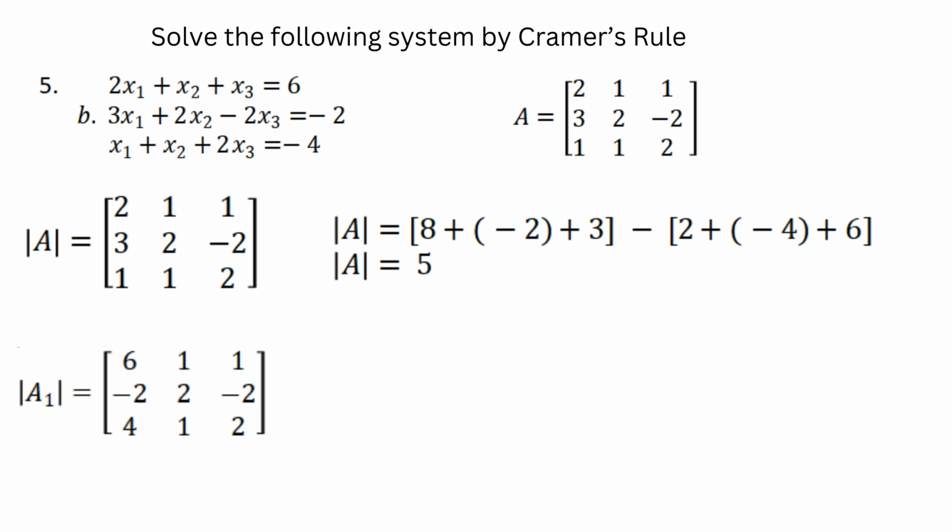Next, we are going to find the determinant of A sub 1. So we have this matrix. We have the column 1: 6, negative 2, and 4.